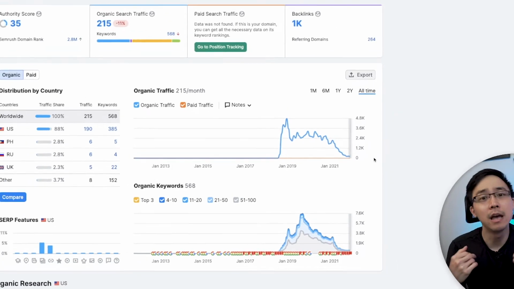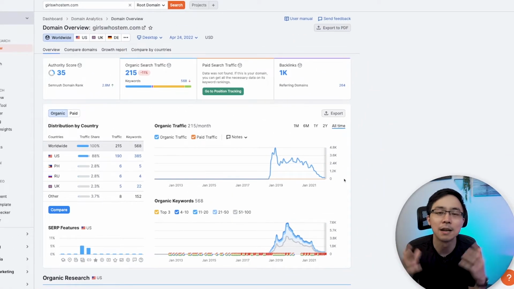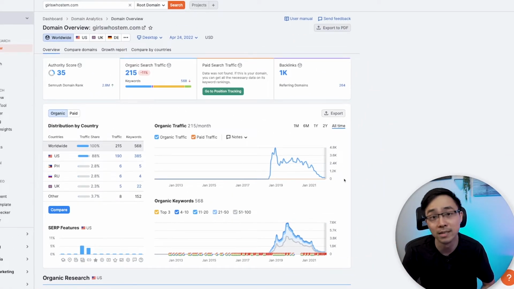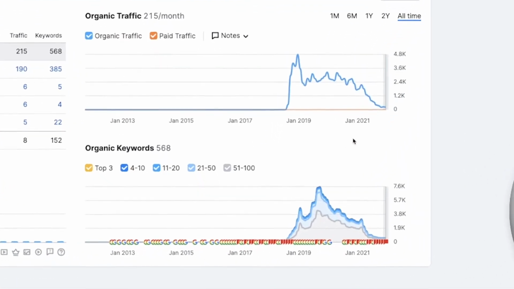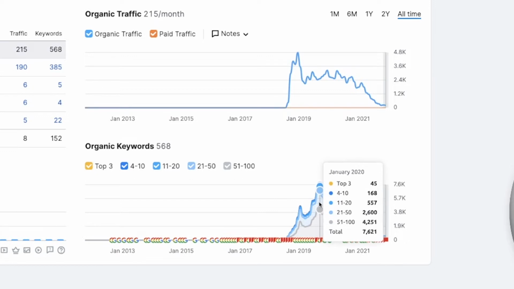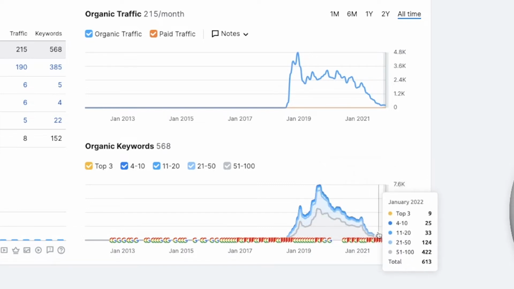This to me would be alarming because what it would mean is that I'm probably being penalized by Google in some capacity. But digging in a little bit deeper, I can also look at the trend line in terms of organic keywords. You can see how at the peak of this particular website, I was ranking for as much as 7,700 keywords, but now that's all the way down to around 613 keywords. So this website has seen some serious volatility in the last few years, and that might be a reflection of some of the strategies that this website took on.